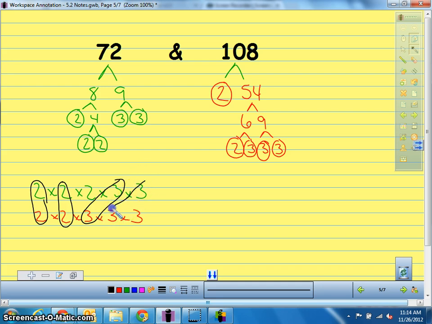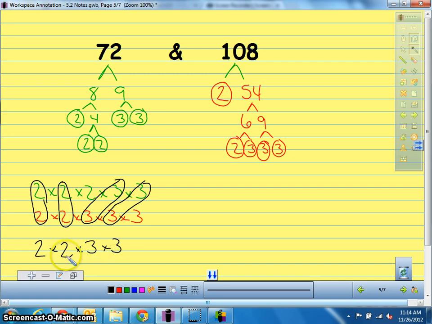It's kind of like playing that memory game. I've got matches here too. So all together, I have 4 circles. That means I'm going to have 4 numbers down here to multiply together. My first circle is of 2's. My second circle is 2's. My third circle is a 3. My fourth circle is a 3.